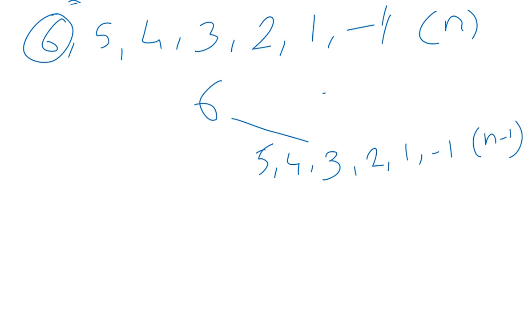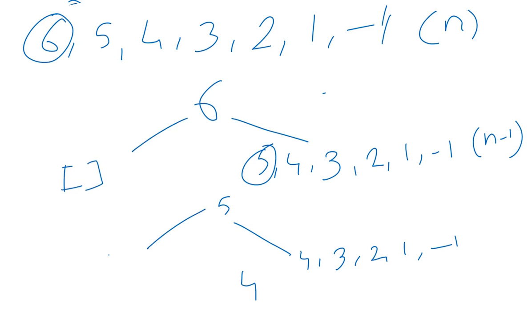And then again, I'm choosing this as the pivot, which is 5. And again, I'll have 4, 3, 2, 1, -1. I'm going to choose 4, because here I'll have nothing. It will be the empty array. Here I'll have nothing, the empty array. And here again, I'll have 3, 2, 1, -1. And then again, I'll have 3, then I'll have 2, 1, and -1.